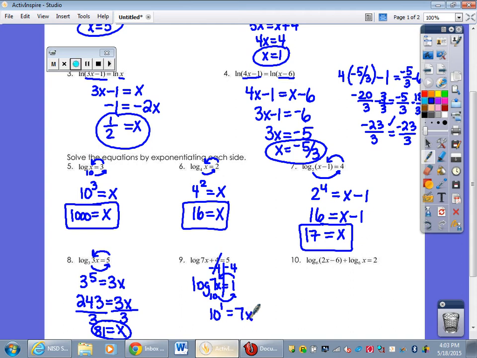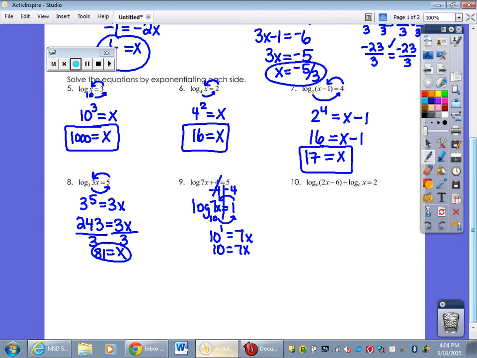If the 7x plus 4 had been in parentheses like the next one, then we could have just done what I was starting to do, which was start with base 10 and recycle to begin with. So now we have 10 equals 7x, and so x is going to equal 10 sevenths.